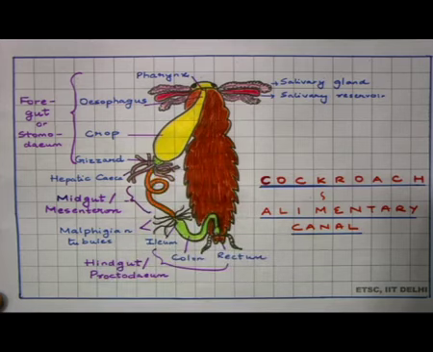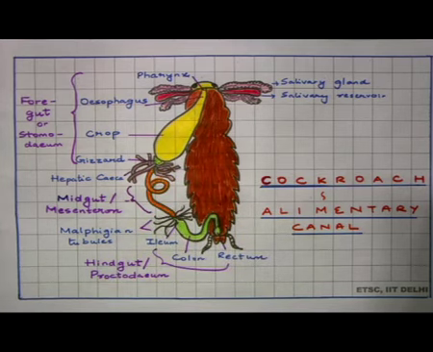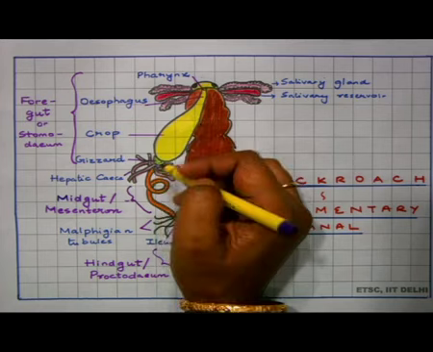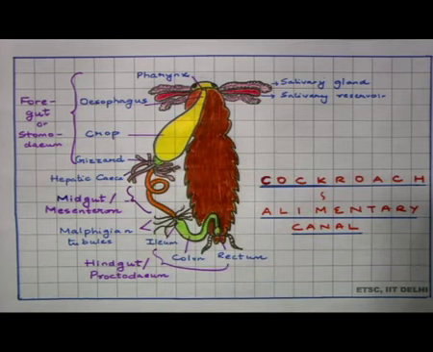What is the function of gizzard? It helps in additional grinding of the food, which has been masticated by the mandibles, and then the food which is stored here in the crop region will additionally be ground in the gizzard.